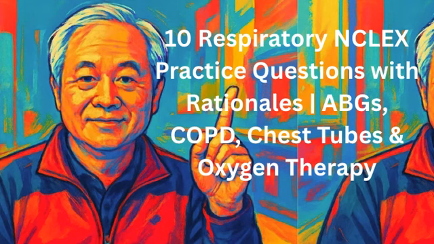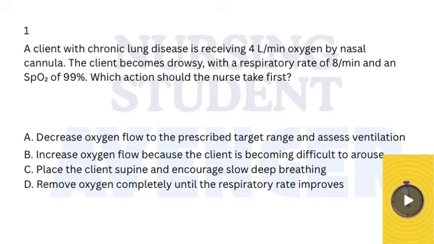10 Respiratory NCLEX practice questions with rationale. Let's start with question number 1. A client with chronic lung disease is receiving 4 liters per minute oxygen by a nasal cannula. The client becomes drowsy with a respiratory rate of 8 and an O2 saturation of 99%. Which action should a nurse take first?